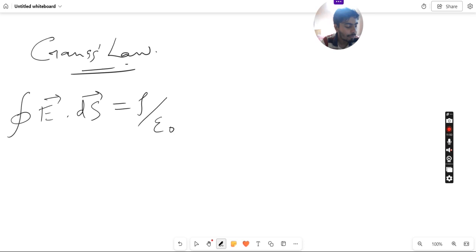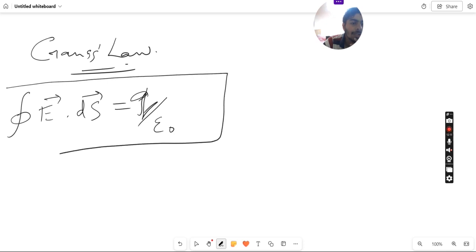Here, this is Q, this is charge. Now, what it's talking about is basically a law. This is a mathematical law. I'm not going into derivation and things like that. But I will explain what this means.